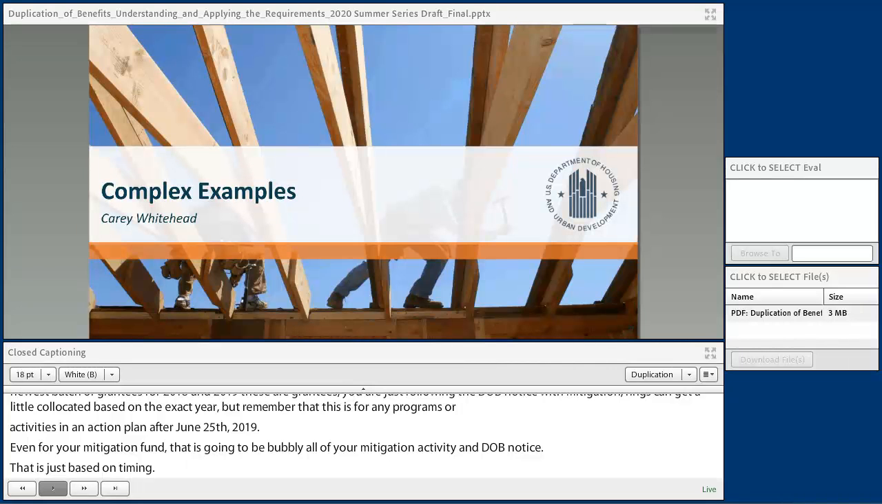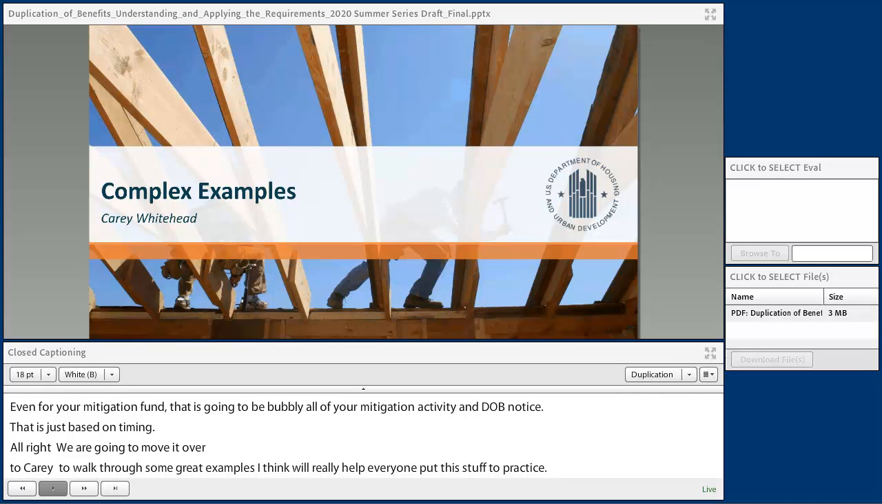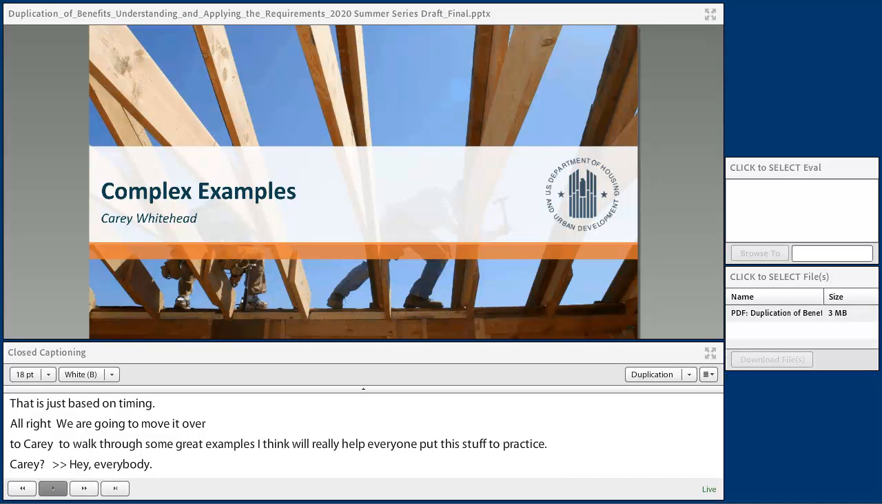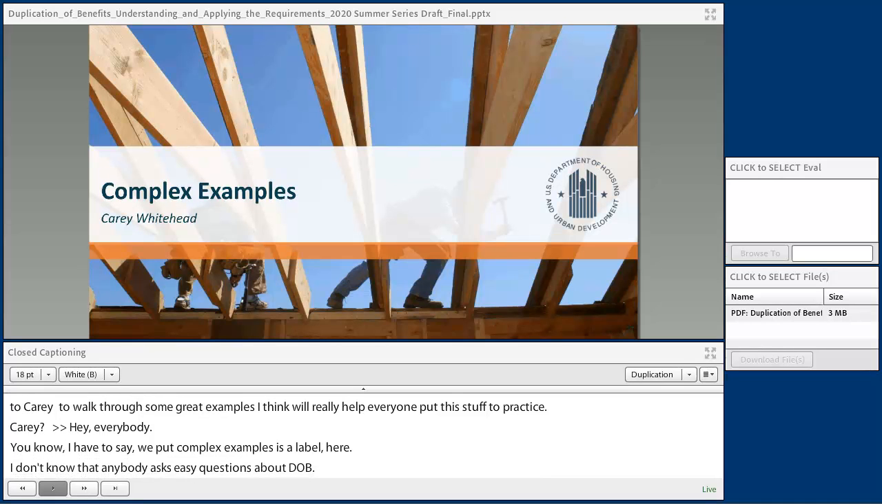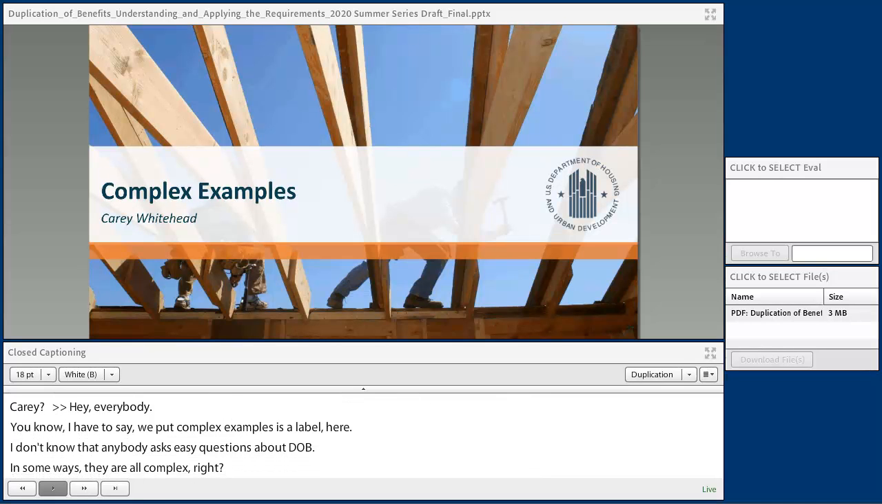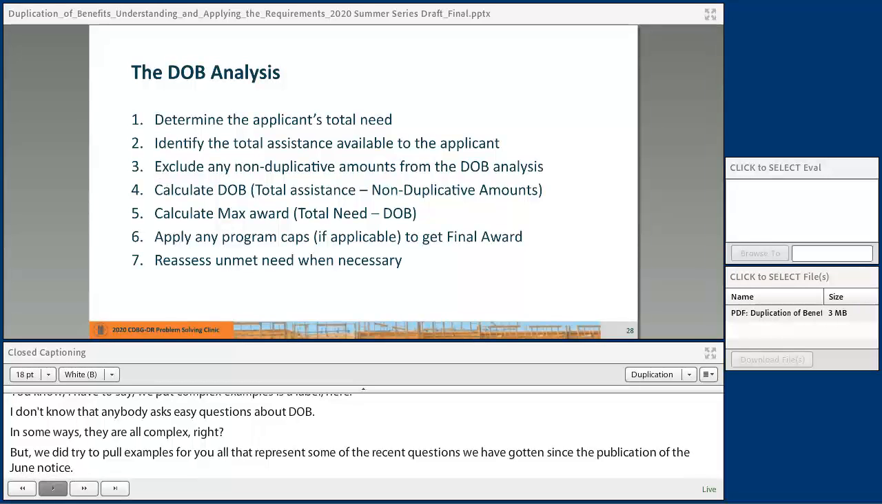Carrie? Hey, everybody. I have to say, we put complex examples as a label here, but I don't know that anybody asks easy questions about DOB. So in some ways, they're all complex, right? But we did try to pull some examples here for you all that represent some of the recent questions we've gotten since the publication of the June 2019 DOB notice. And so hopefully these will help frame things up for you, and then I'm sure they'll just spur a bunch more questions, but we'll take that step by step.